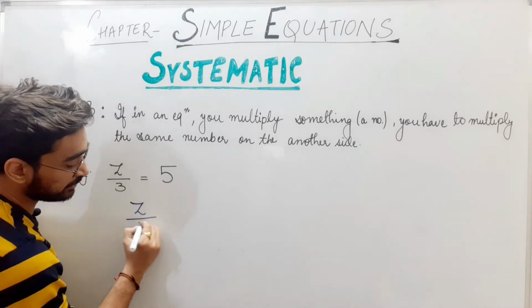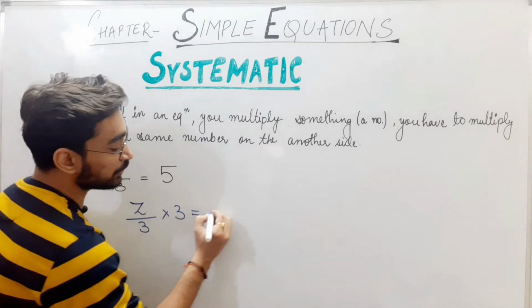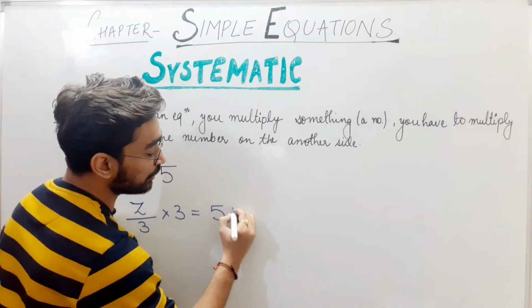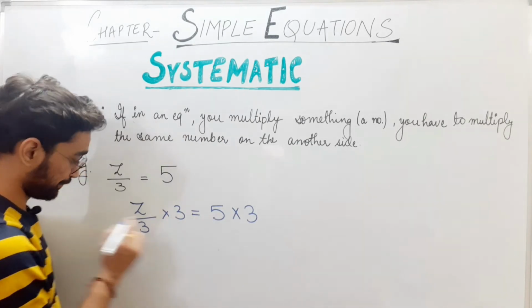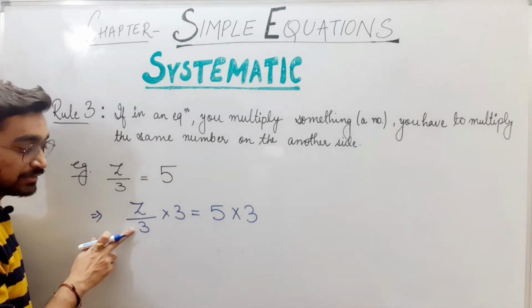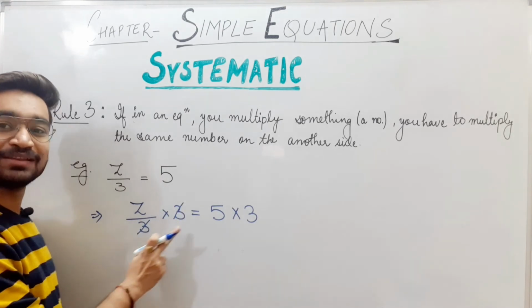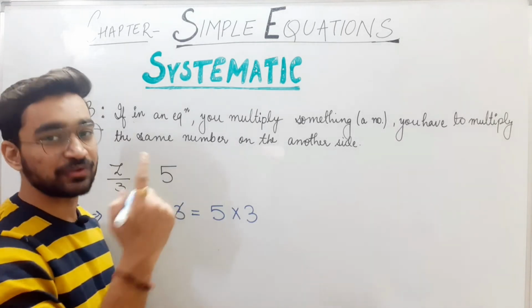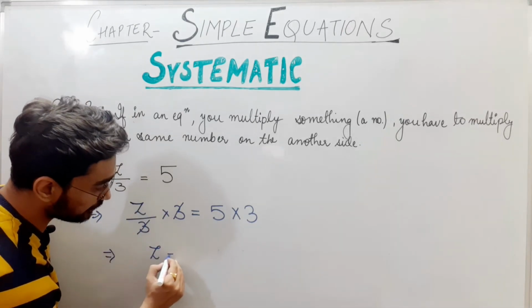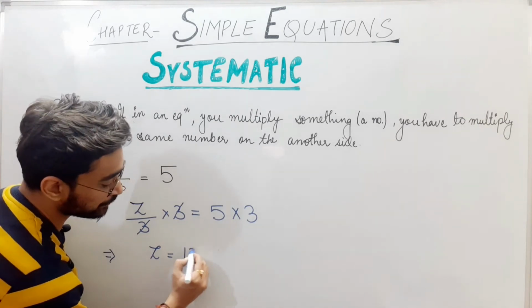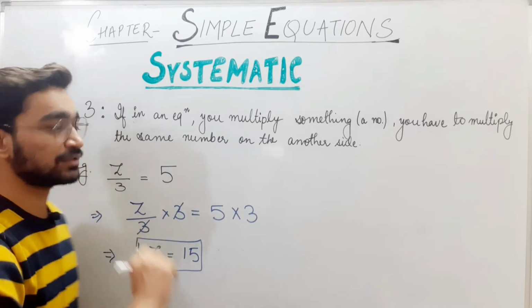Z divided by 3. If I am multiplying by 3 on this side of the equation, I will multiply by 3 on the other side of the equation. I hope it is clear to everyone. Now, this 3 and this 3 will be cancelled out by each other because one is in division and the other is in multiplication. 3 divided by 3 will give you 1. So what is left here? Z is equal to 5 3s are 15. So this will be the root of this equation.